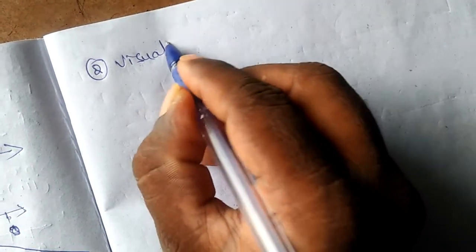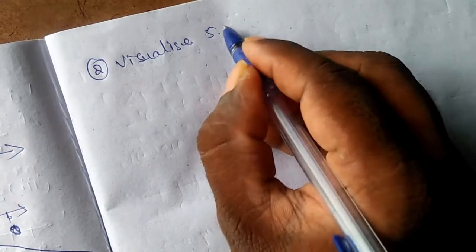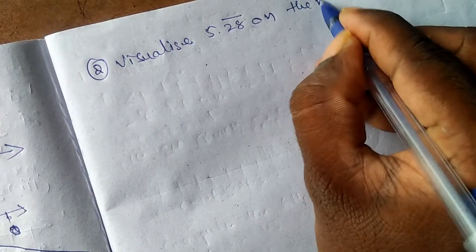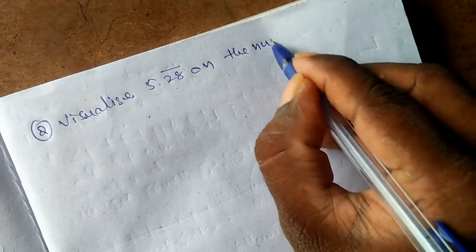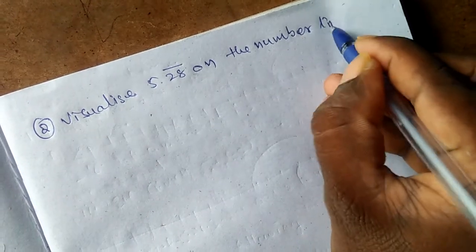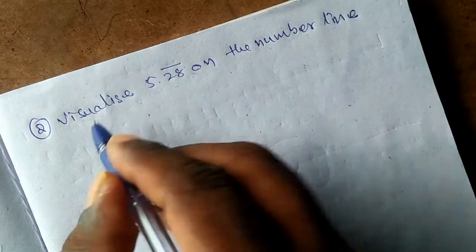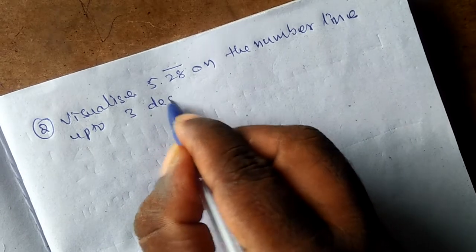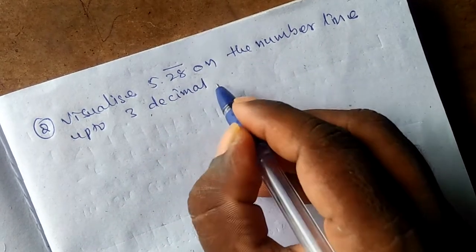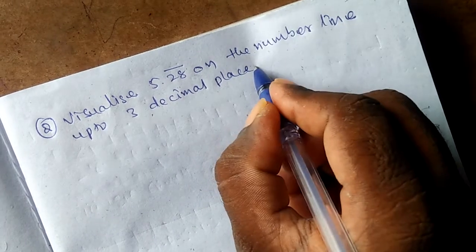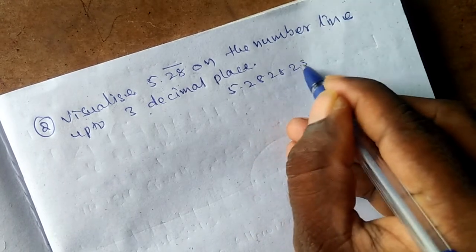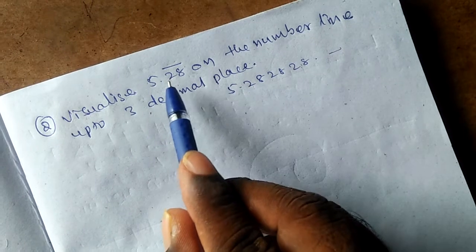Visualize 5.2 bar on the number line up to 3 decimal places. So how can we write this one? 5.282828 going on. Why? Because he has given it like that.